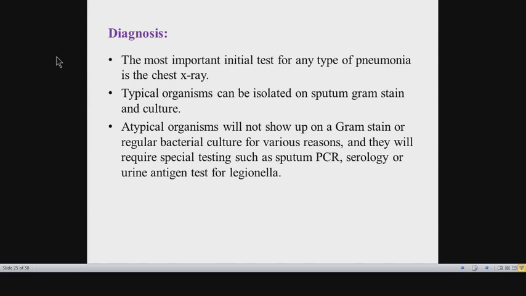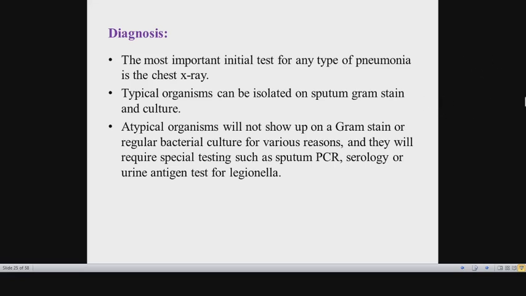But actually, we will not wait to confirm the likely organism, to confirm the cause of pneumonia. Whenever you are facing a case of pneumonia, after the radiological diagnosis, we will start empirical blind antibiotic therapy immediately. And in most of the cases, the patient will respond to our empirical antibiotic therapy, and we will not need to confirm the exact etiology of pneumonia.